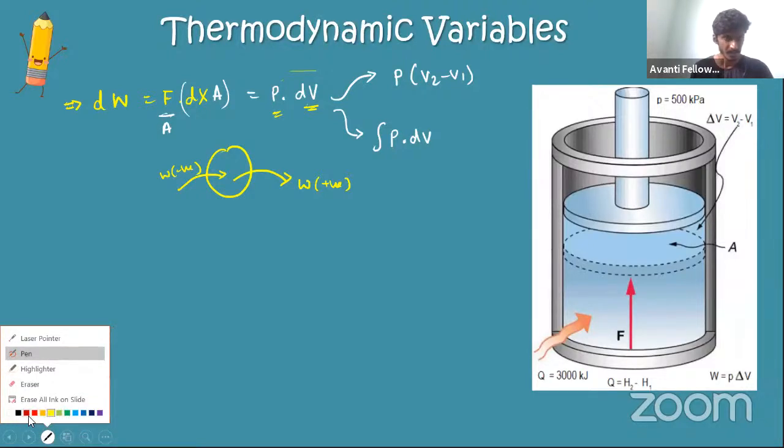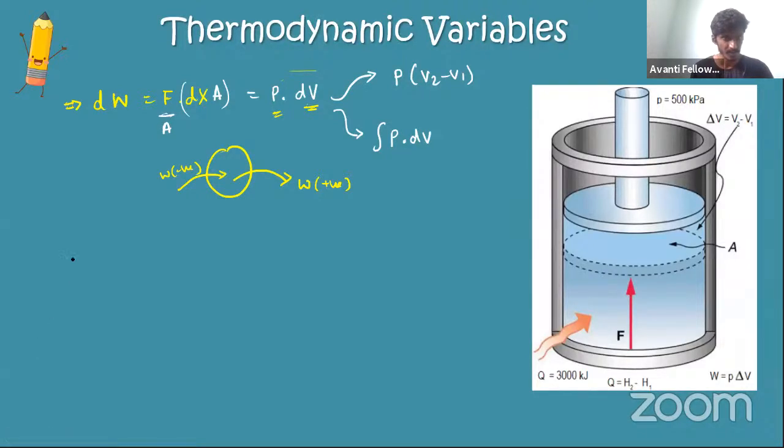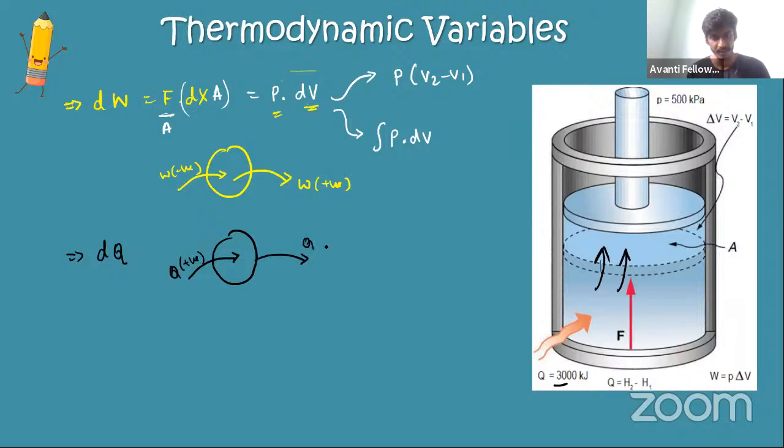Next important thing we're going to talk about is heat, dQ. If I want to expand this, if I want to move this piston, I'm providing some heat. Now I need to heat the gas. So whenever you provide heat to the gas, it is positive. Okay, now take the same system. Whenever you provide the heat, it is positive, and whenever you take the heat, it is negative. Opposite to work done.